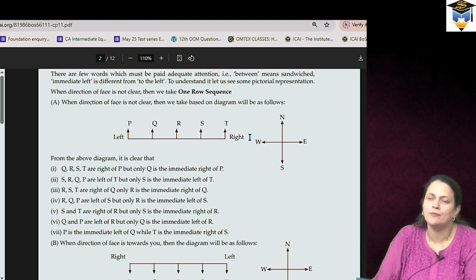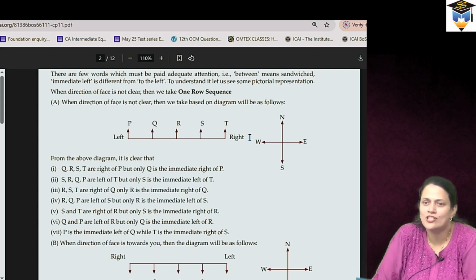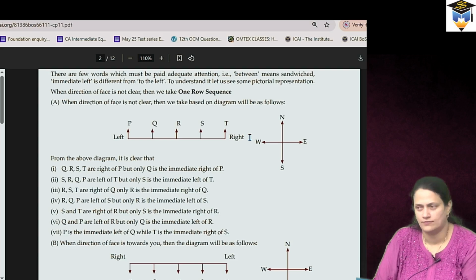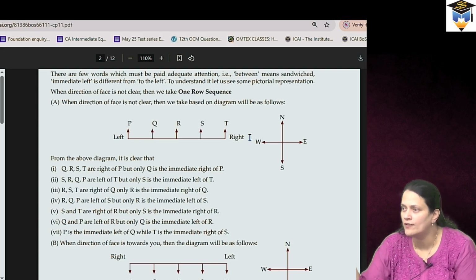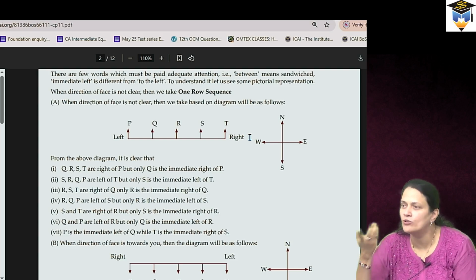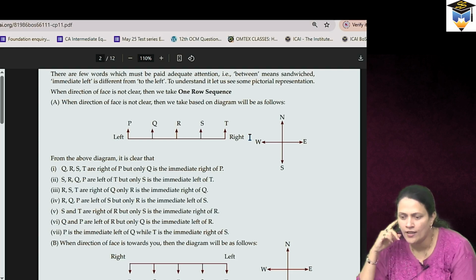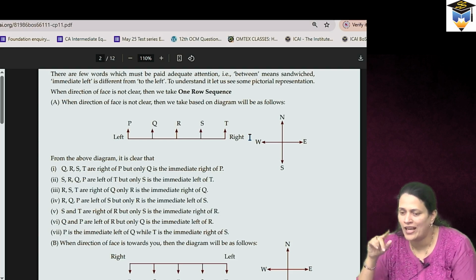Who is the immediate neighbor of Q? Anyone? I've just asked immediate neighbor. So if I mention immediate to the right of Q, it will be immediate to the left of Q, P. Okay. Now, A point is what?